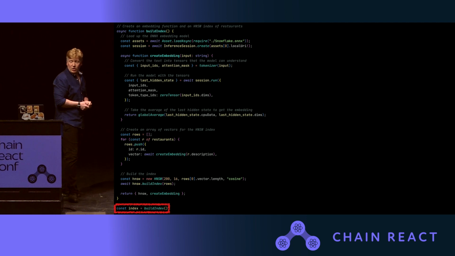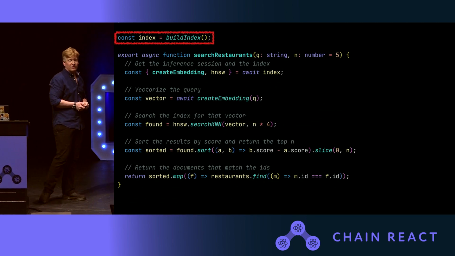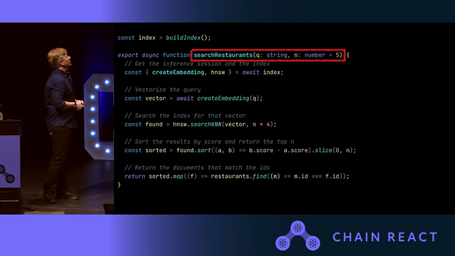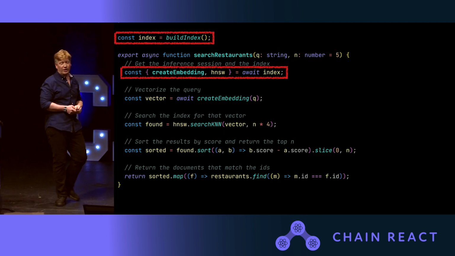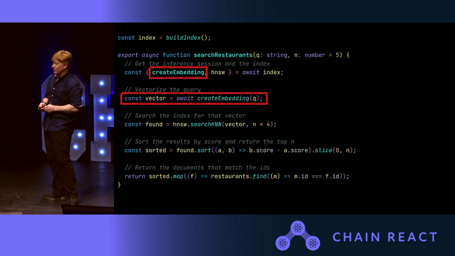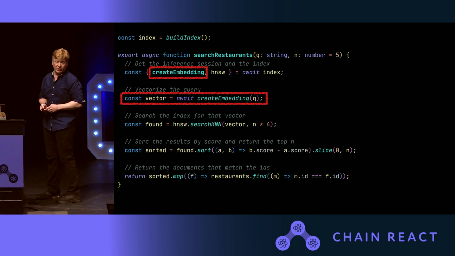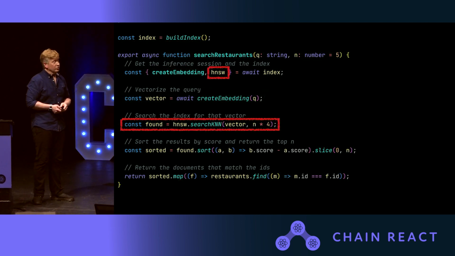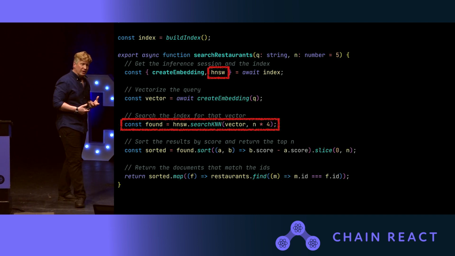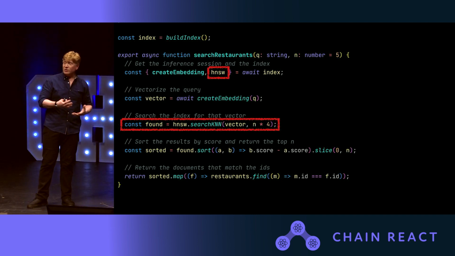So what that looks like in code is we have our next function, search restaurants. We give it our query string, we give it our number of results that we want. We then await our index. We get back our create embedding function that we then use to create the embedding. We then search that HNSW index that we got back. We get more results than we want because it's an approximate nearest neighbor search.